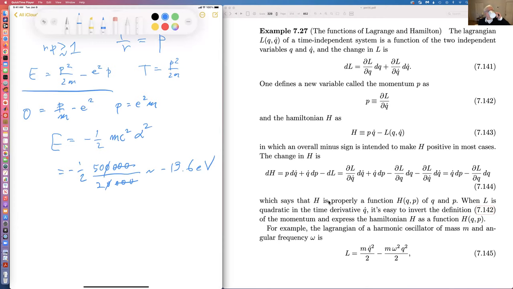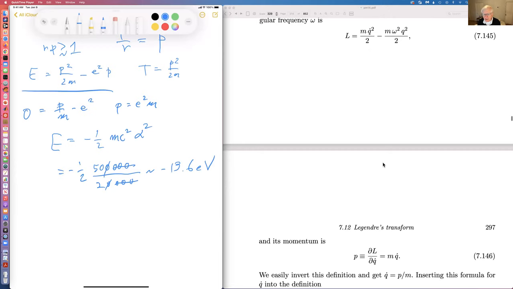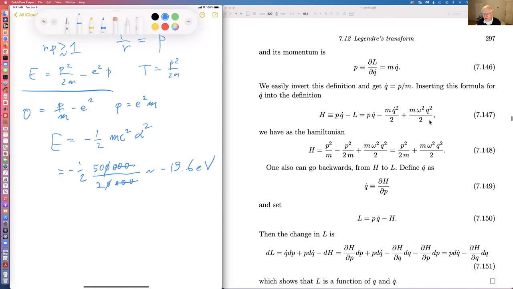Now, most often L is quadratic in Q dot. So it's like M Q dot squared over two. And then you invert the definition easily, because partial L partial Q dot is just M Q dot. And so P is just M Q dot, and then you can express Q dot as P over M, and you're home free with the Hamiltonian. So this, for example, is a harmonic oscillator. And as I said, P is just M Q dot. You invert that for the Hamiltonian, you get this expression.